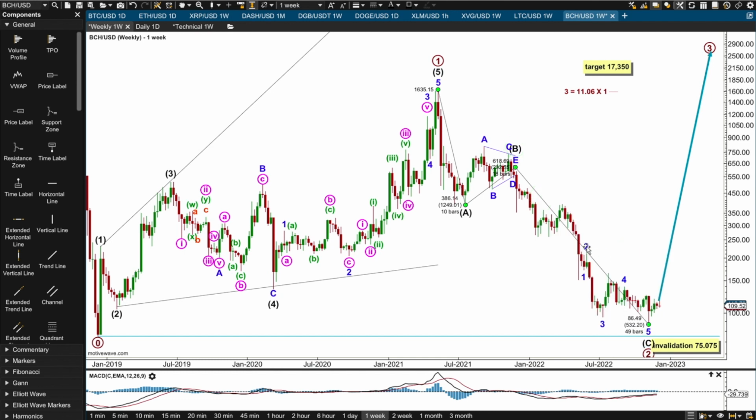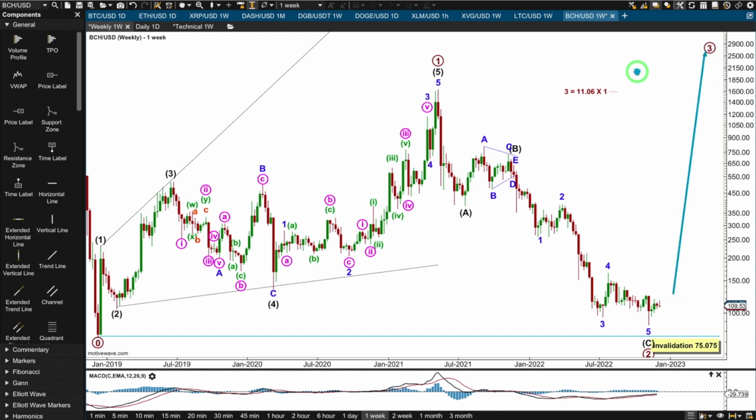Let's put that in. Minor 5 could be an ending diagonal. Minor 4 could be a zigzag. I don't think minor 4 is going to fit as a triangle, so my target is going to have to be recalculated. It was highly provisional anyway.